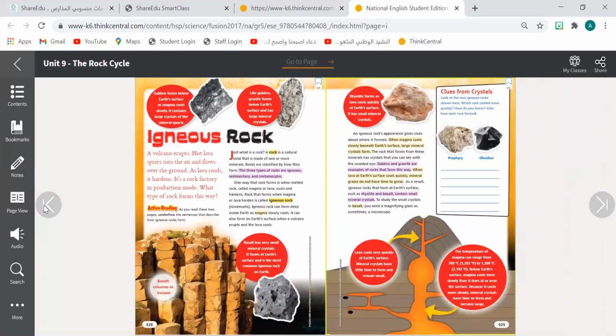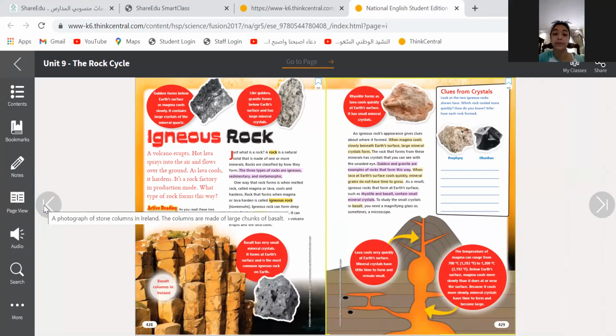Who can tell me which one of them that you can see the mineral crystals very clear? The one that took time to cool down, or the one that cooled down very quickly? Only that took time. Excellent. Slowly. The other one, can you see it with your own eye, or you need a microscope for that? You need a microscope. Excellent. Very good.